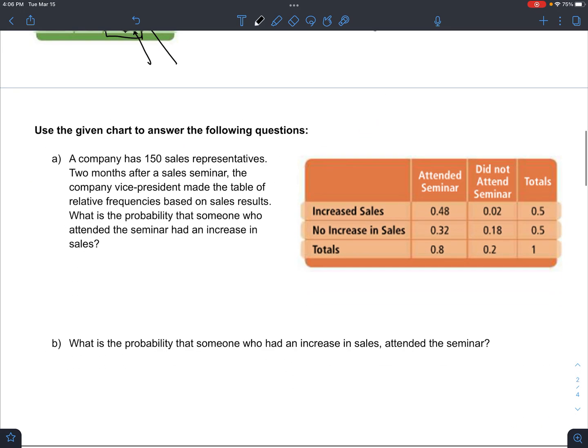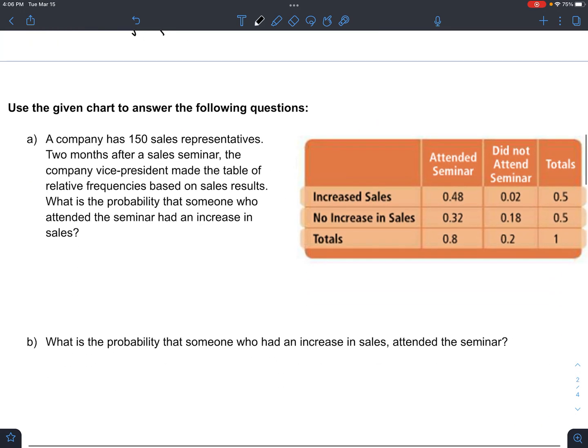Okay, so sometimes the tables have probabilities in them, decimals, instead of numbers. But the good thing is we're dealing with fractions anyways, so the ratios will still hold true. Everything we've done so far, there's no need to change any of the process.